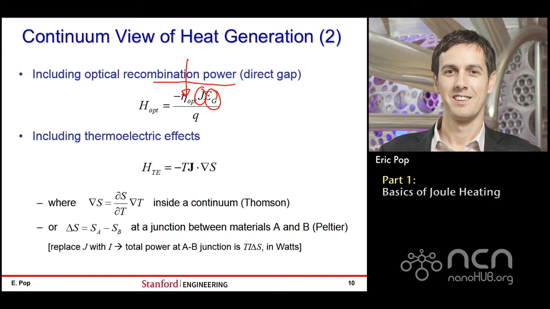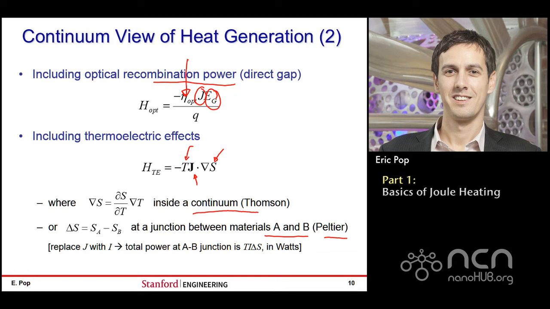If we want to become even a little bit more sophisticated, we can also include thermoelectric effects, either inside a material, a continuum type of thermoelectric effect, also known as the Thomson effect, or the thermoelectric effect at a junction between two materials, for instance, Peltier cooling or thermoelectric Seebeck heating. This is not too difficult to include inside a finite element model. It is essentially just the absolute temperature multiplied by the current density and then multiplied by the gradient in the Seebeck coefficient at any point or across any two points across the semiconductor.